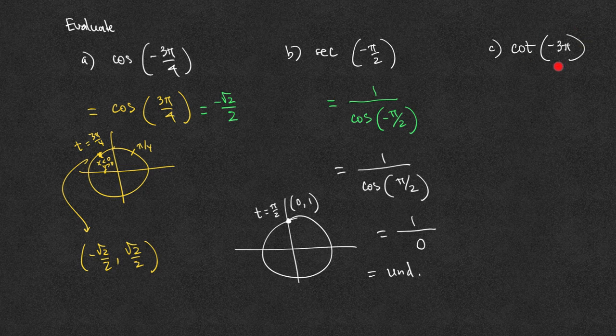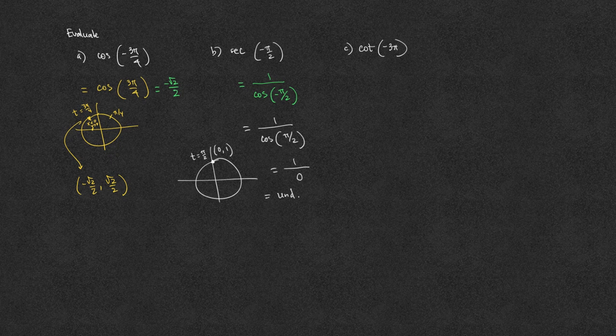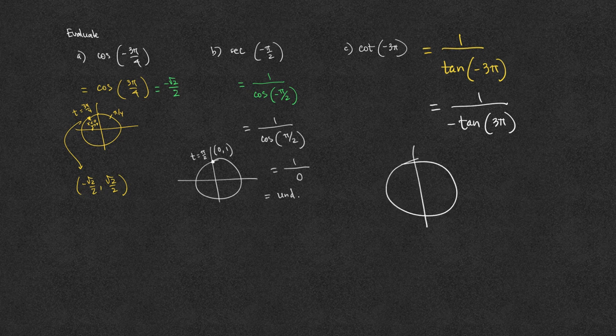For cotangent of negative 3 pi, we have two options. Either we rewrite cotangent in terms of sine or cosine, or we can rewrite it in terms of tangent. Cotangent is the reciprocal of tangent, and so we write this as 1 over tangent of the same input, negative 3 pi. But tangent is an odd function, so in the denominator, tangent of negative 3 pi is negative tangent of positive 3 pi. But where is 3 pi?